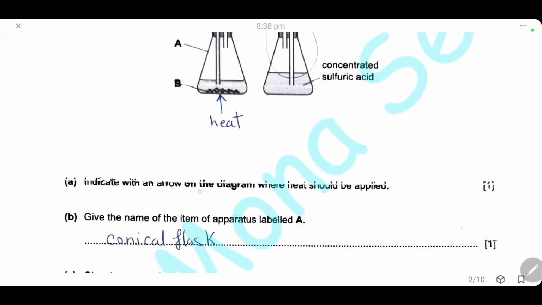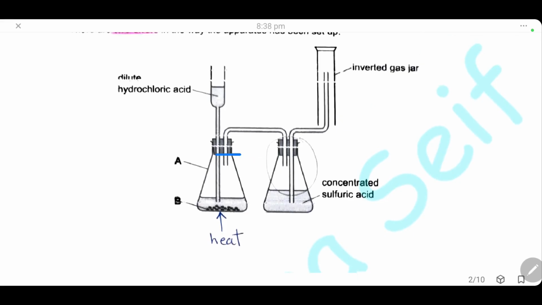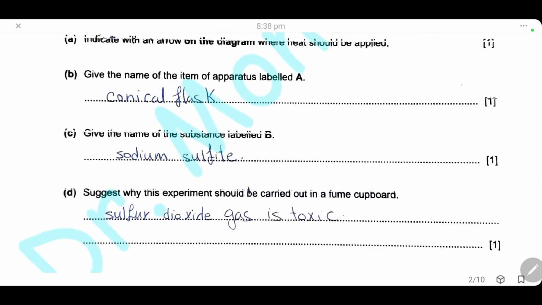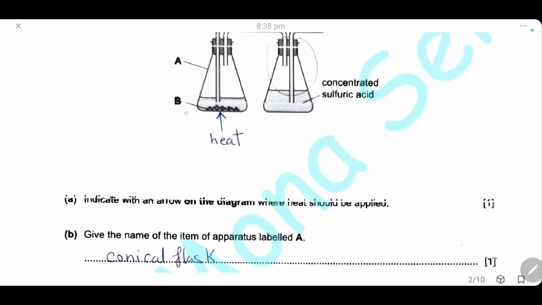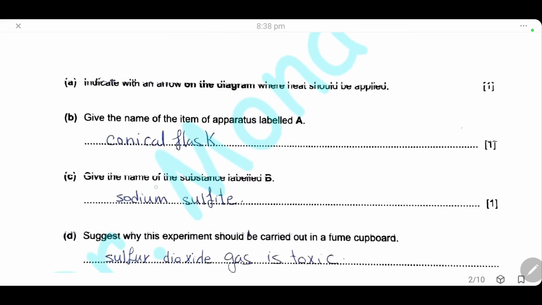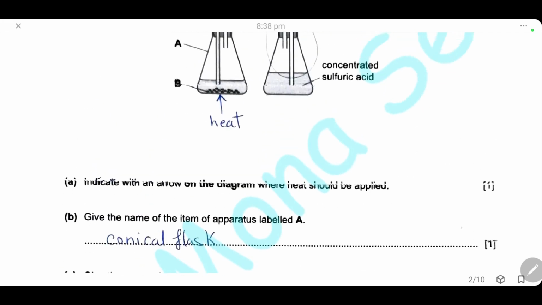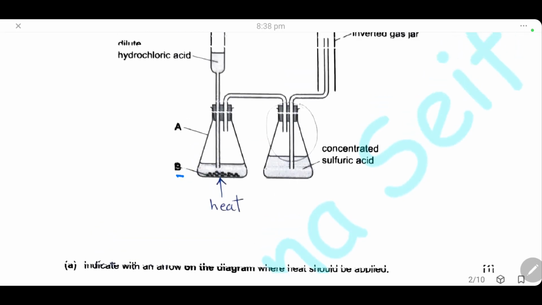Indicate with an arrow on the diagram where the heat should be applied. Here is the flask containing the reaction mixture where hydrochloric acid is added, so there is an arrow to show the position of heat directly below the reaction mixture flask. Give the name to the item labeled A. A is a conical flask. Give the name to the substance labeled B. B is the solid sodium sulfite.